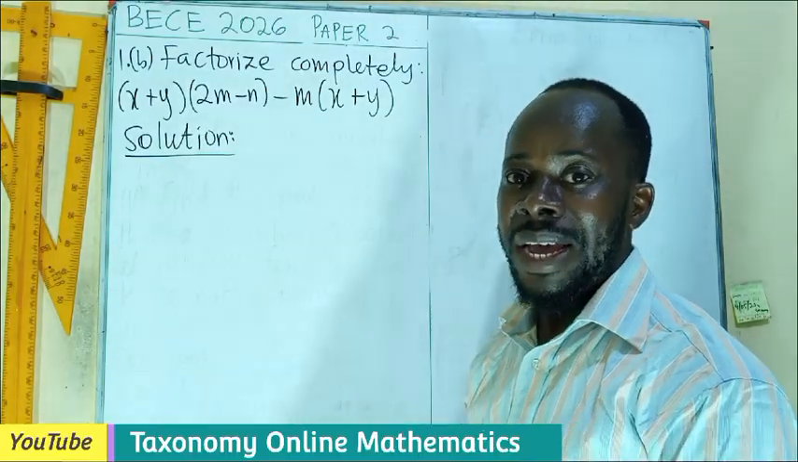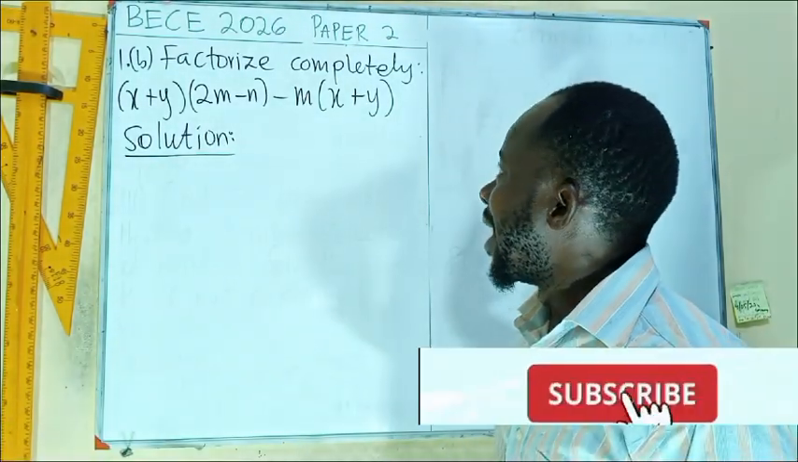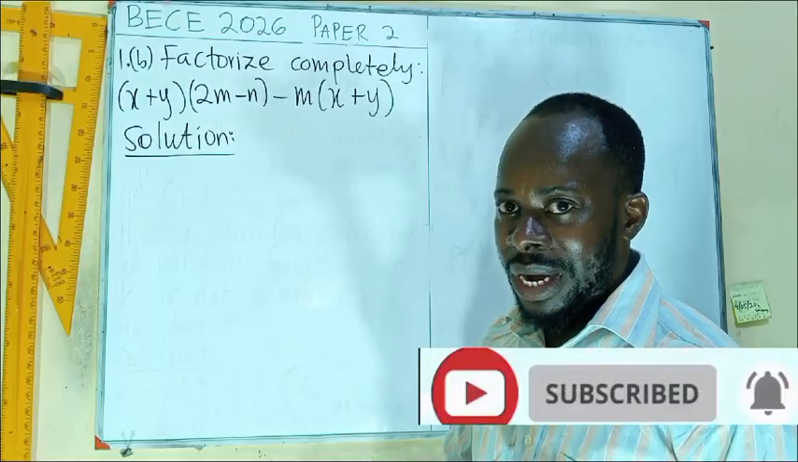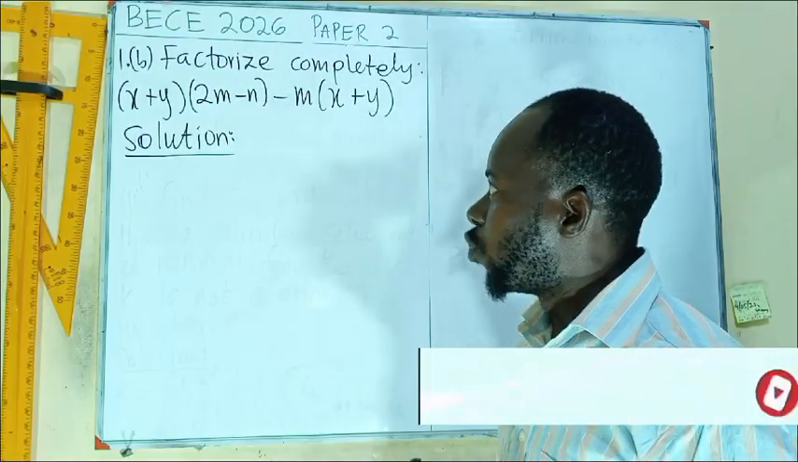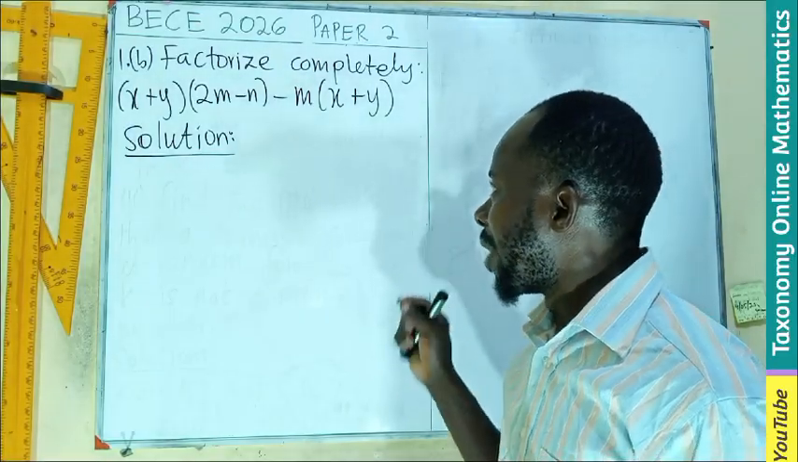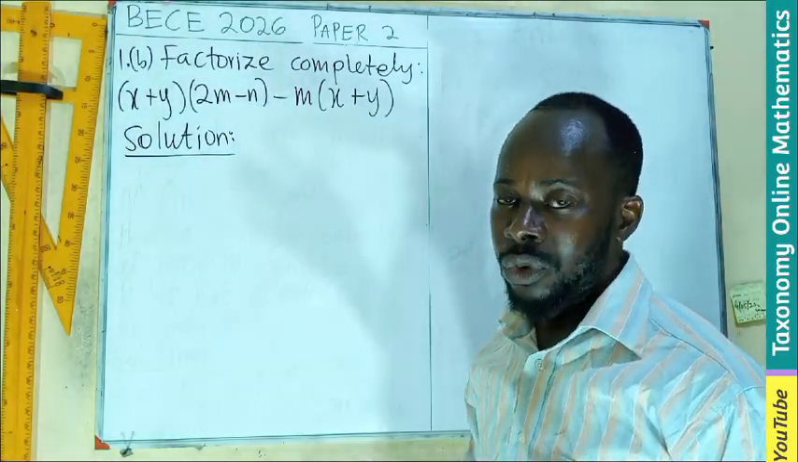We have to factorize completely the expression (x + y)(2m − n) − m(x + y).